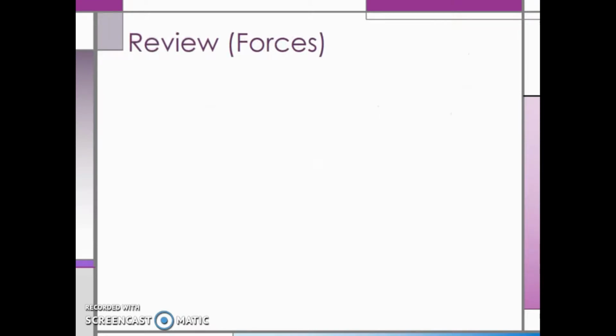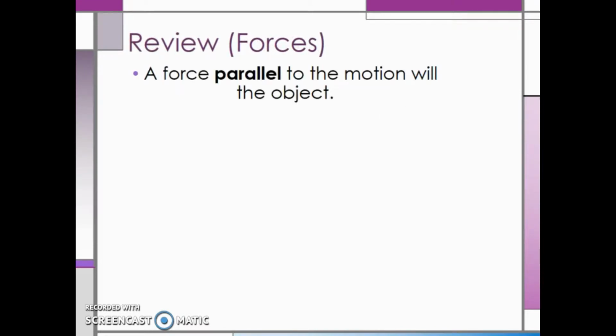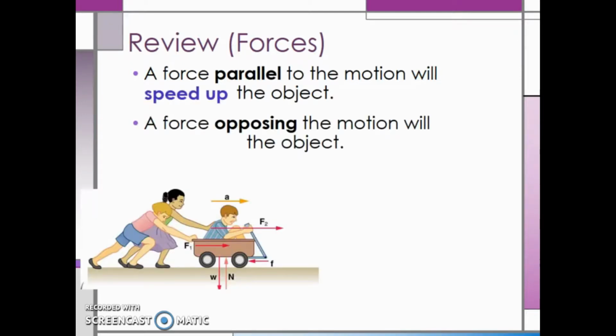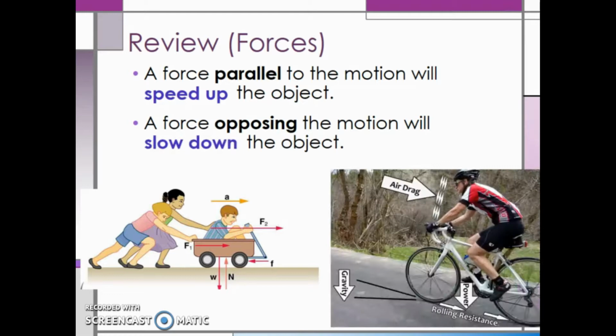Next, remember that a force parallel or acting in the same direction to motion will speed up the object, but a force opposing the motion will slow down the object. A great example of this would be friction or rolling resistance, as well as air drag. Both of these forces act in the opposite direction that the bicycle or the wagon are traveling, so these forces tend to slow down the motion.